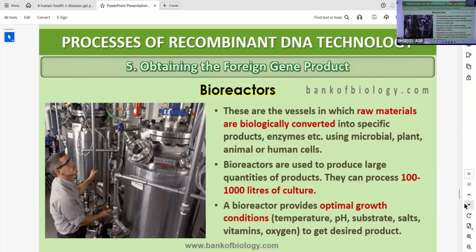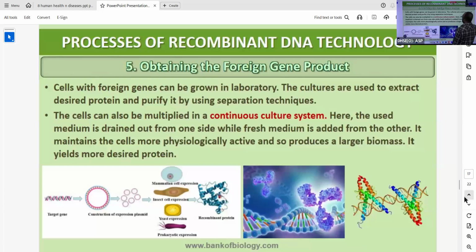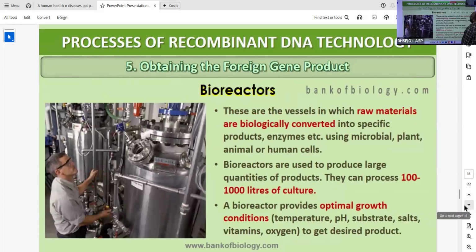Okay, those host cells, normally bacterial forms, we will use by developing a culture system. Just in the previous slide, we saw the continuous culture system, which we use in the case of bioreactors.